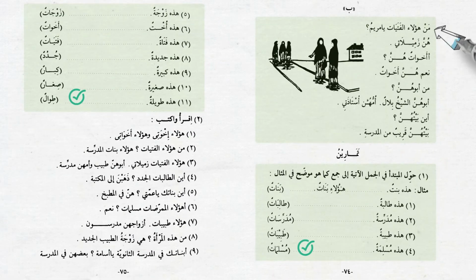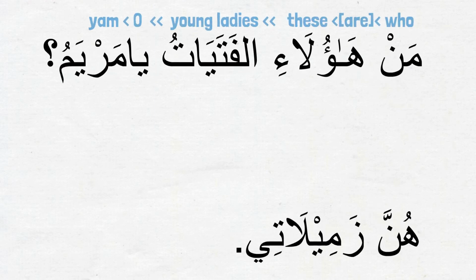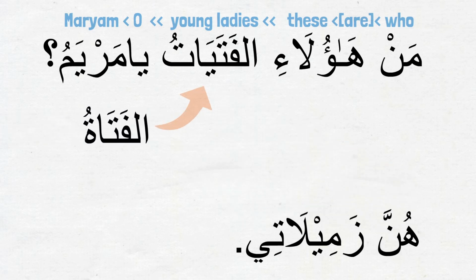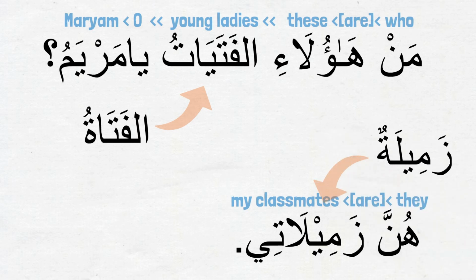Let's now go over the dialogue given at the top of page 74. It starts with a question. من هؤلاء الفتيات يا مريم? Who are these young ladies, O Maryam? As we saw a little earlier, the ism al-fatayatu, young ladies, is a plural form of al-fatatu. هن زميلاتي. They are my classmates. زميلات is the جمع المؤنث السالم of the ism زميلة, a female classmate.